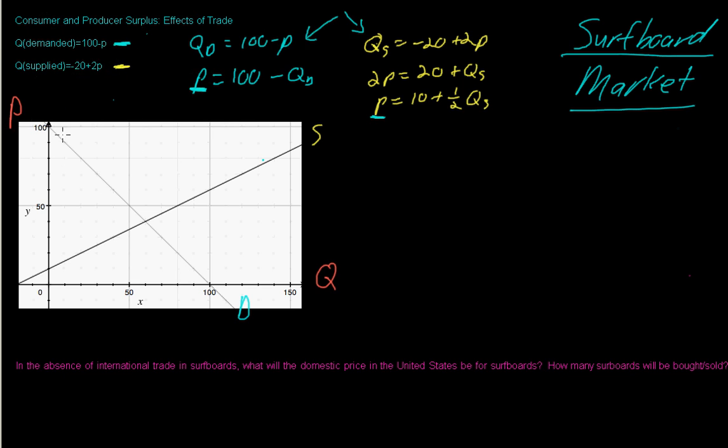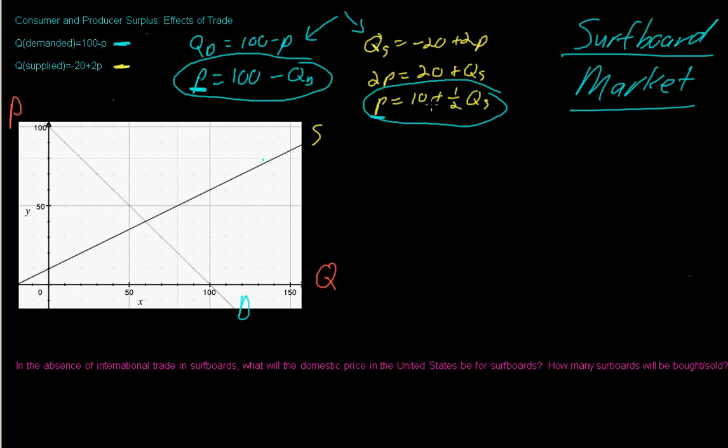Then I just grabbed a computer grapher and graphed them right here. And so we have our normal downward sloping demand line and then our normal upward sloping supply line. And these graphs are these two functions right here. So this is the supply line and this is the demand line.